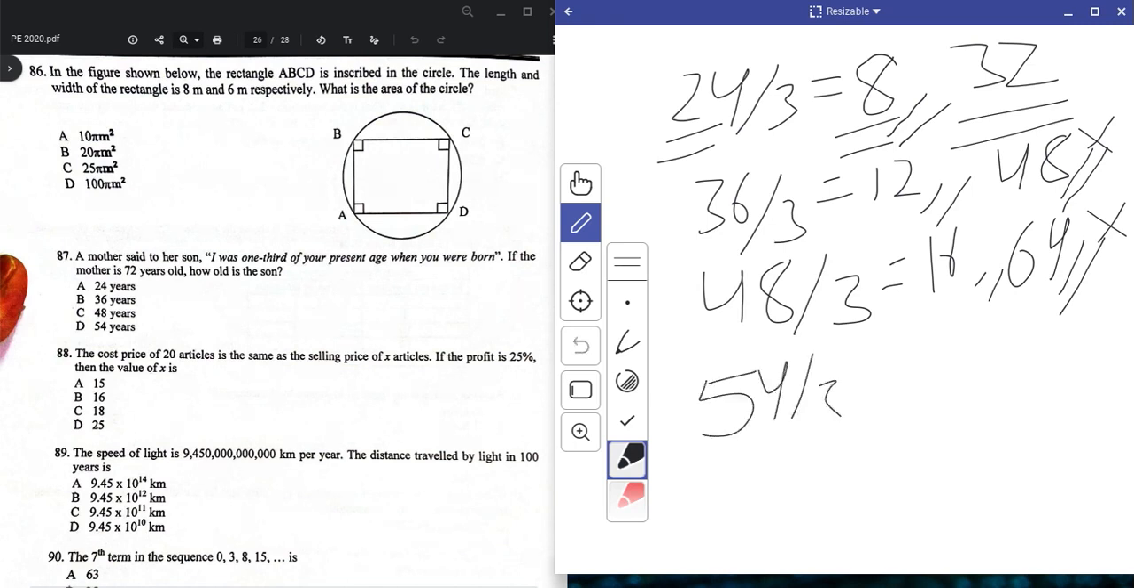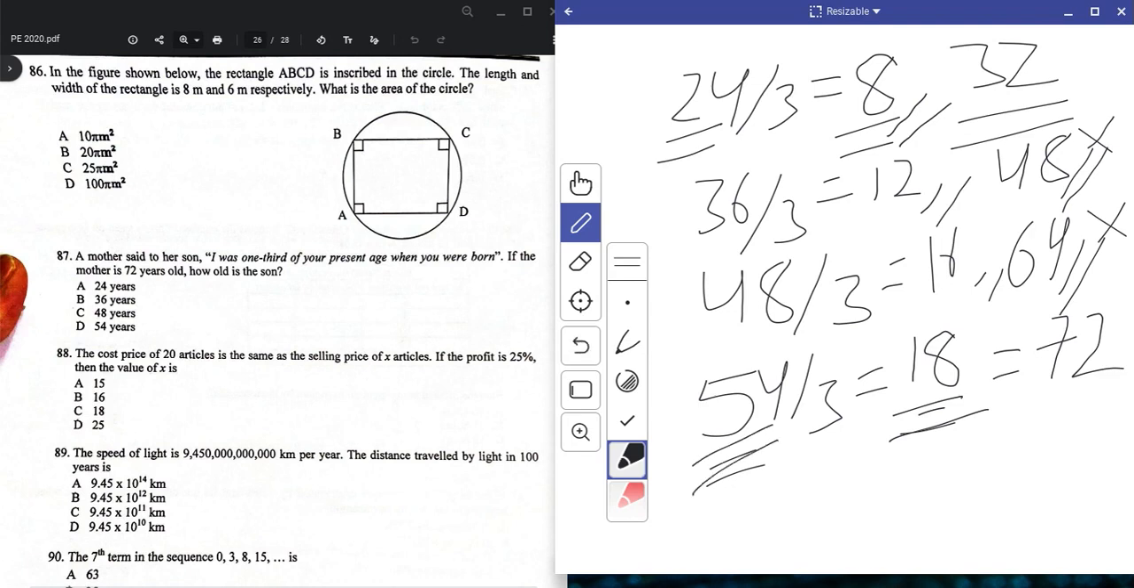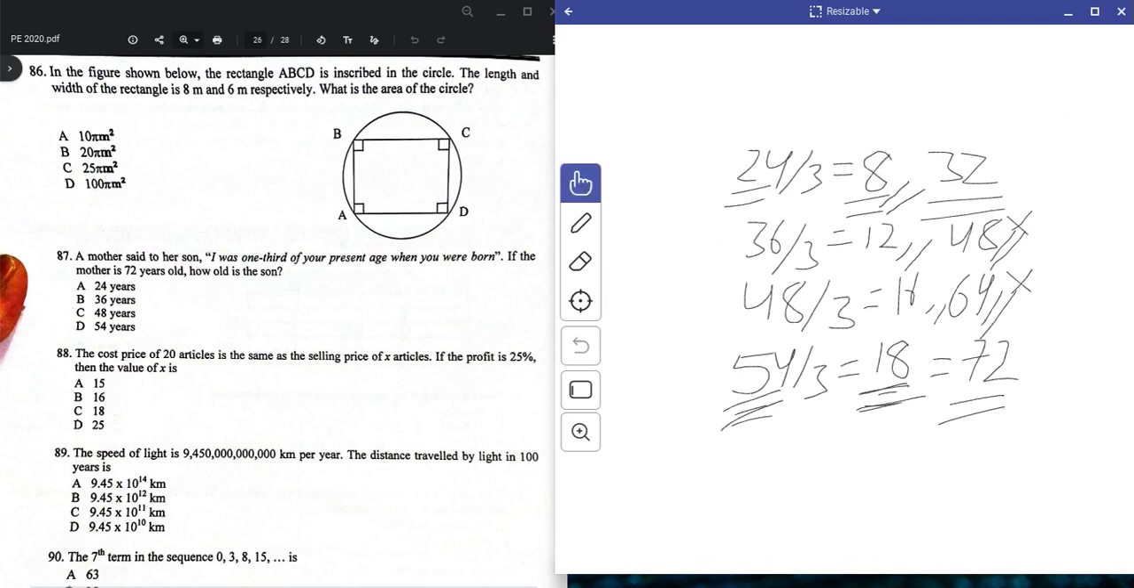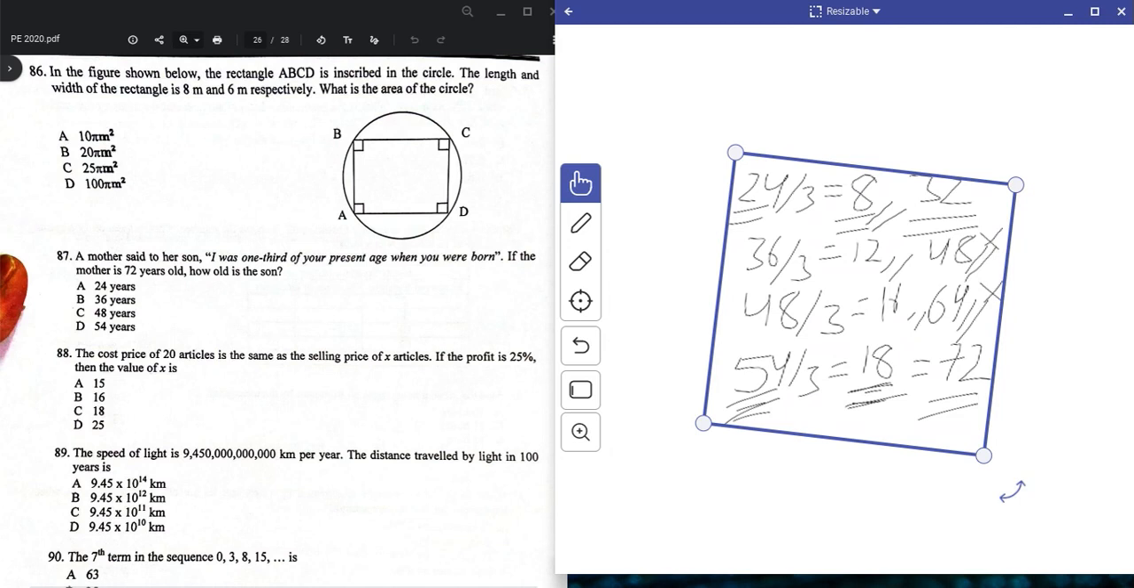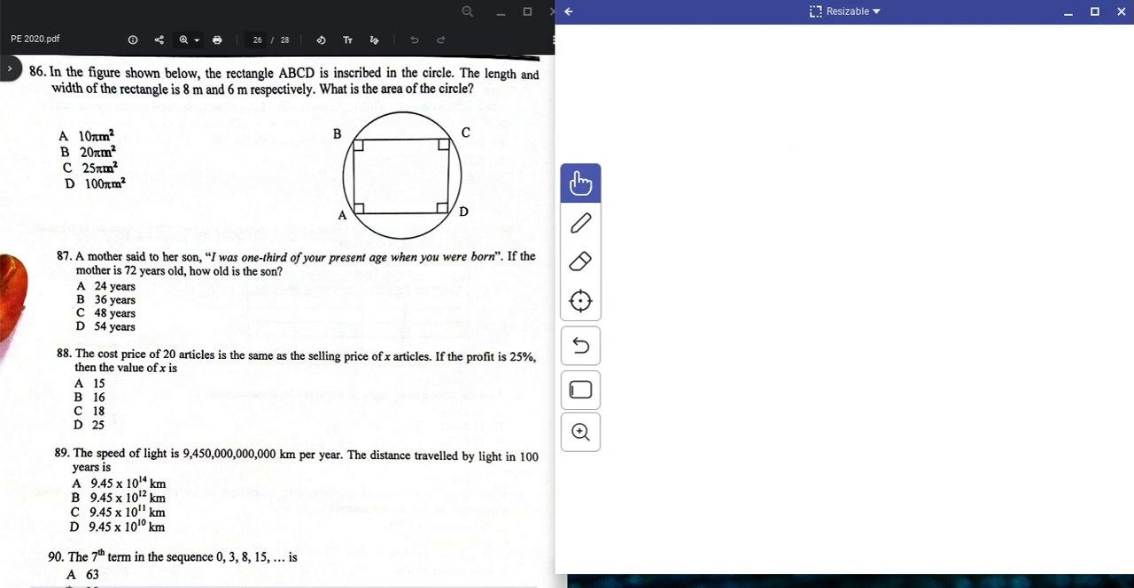54 divided by 3 is equal to 18. Now 18 plus 54 is equal to 72. That means mom is 18 years older than the son. So if the son is currently 54 years old, plus 18 years, that will become 72, which is the current age of the mother. So the correct answer for question number 87 is option D, 54 years old.